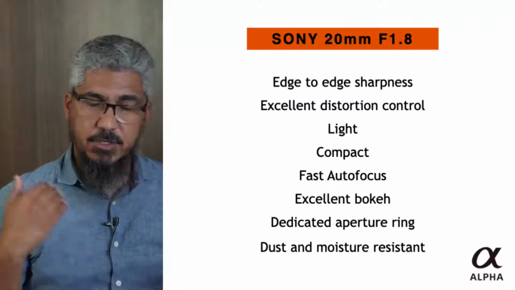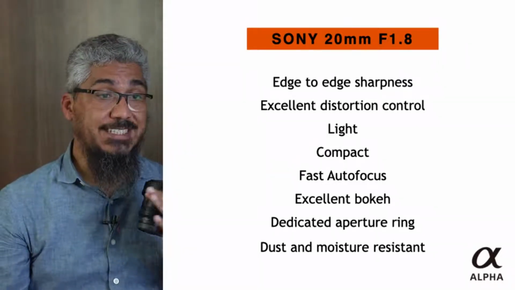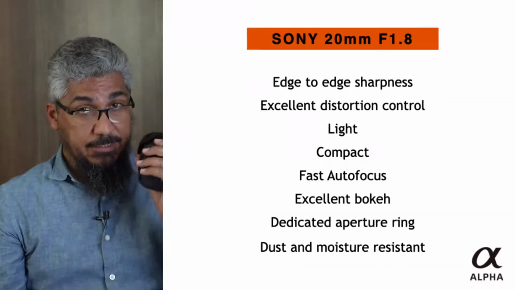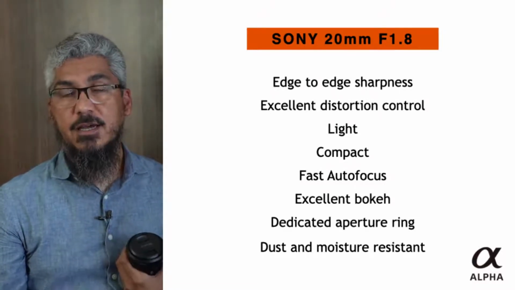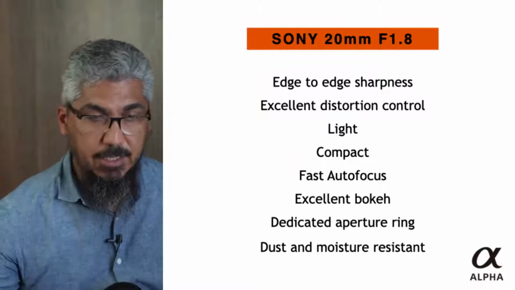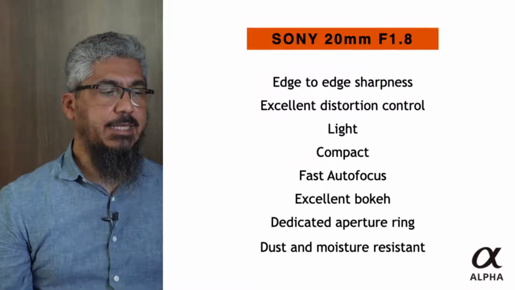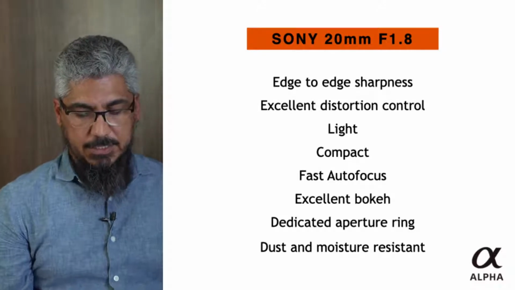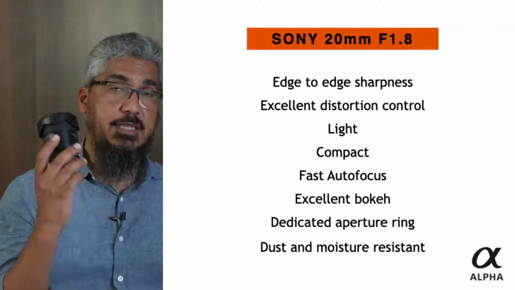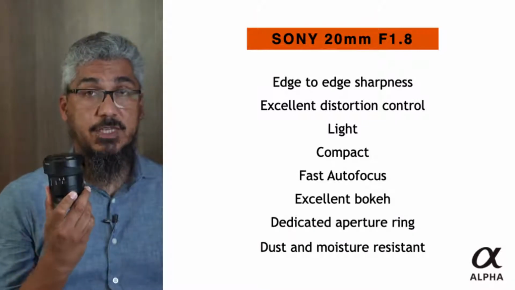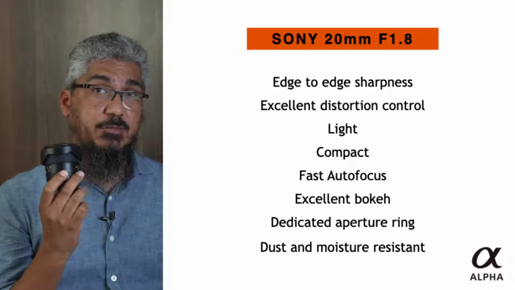So like I said, it's got excellent bokeh, it's got a dedicated aperture ring, and it's dust and moisture resistant. So that's a very important thing. I know that mirrorless cameras have been criticized for not being protected against dust and moisture, but these lenses from Sony, the new range of lenses, as well as some of the old ones, they've got some really good moisture protection built into them.